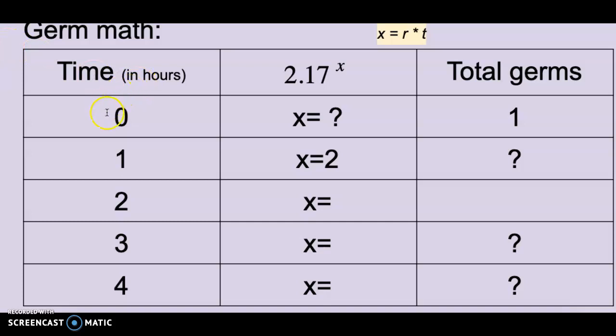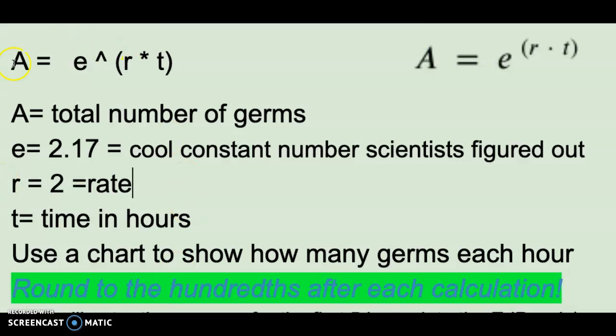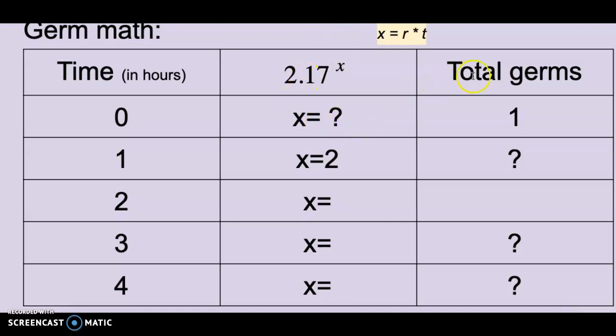So this is our time. We start with time 0, and we have 1 germ. Then we have after 1 hour, after 2 hours, after 3 hours, and after 4 hours. So I have this split up. This is our base number, and then this X is just standing for our exponent, and that's the rate times the time. And so you can refer to these notes. All right, I know we don't usually do that in Ed Puzzles, but nobody expects you to memorize this. And then this is the total number of germs.